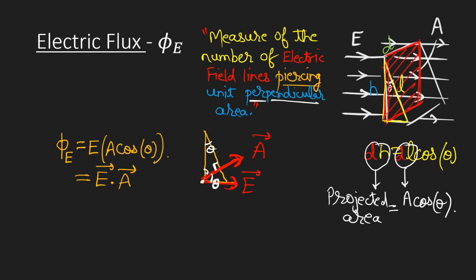Now if the field were non-uniform, we can take small patches over which the field is uniform and then integrate over the entire surface to get the flux. So it will be like this. This is just a fancy symbol for symbolizing that we are integrating over the entire surface. So E dot dA.